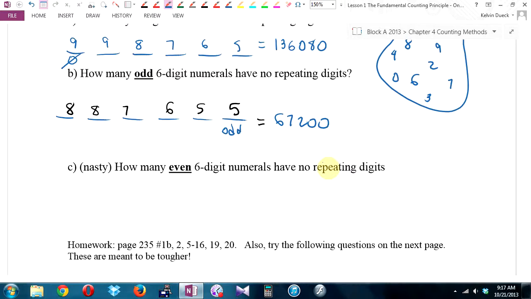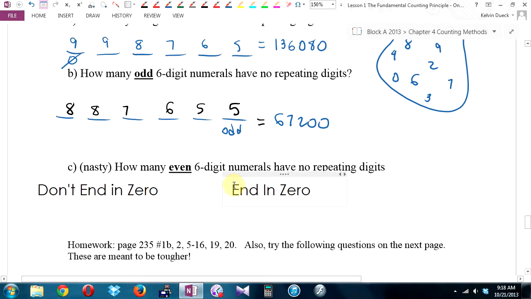I'm going to look at all of the even numbers that don't end in 0, all of the even numbers that do end in 0, and then add them up. Don't end in 0. Do end in 0. Still going to draw 6 blanks. 1, 2, 3, 4, 5, 6.